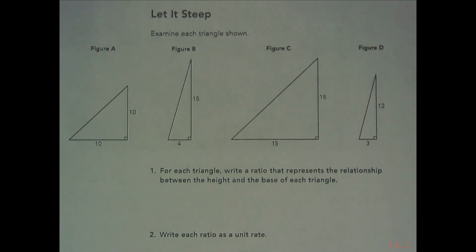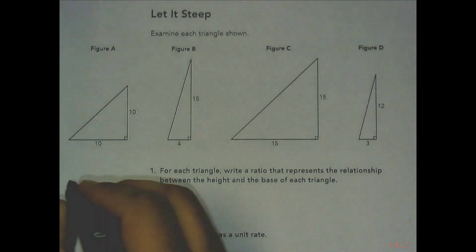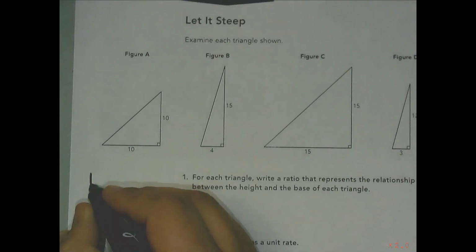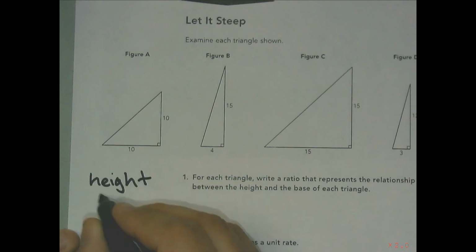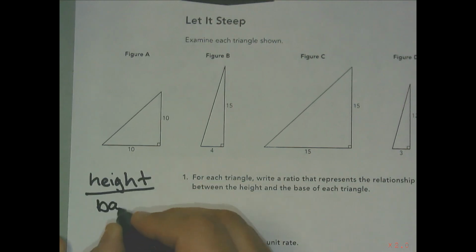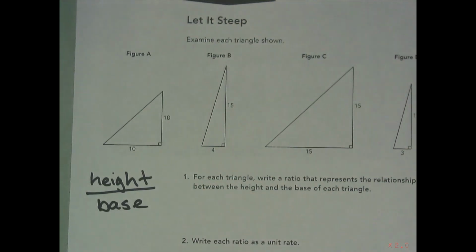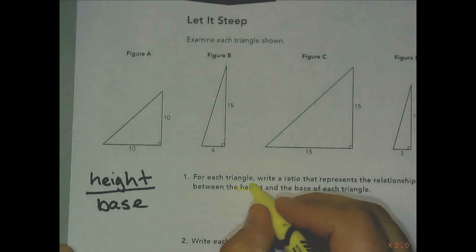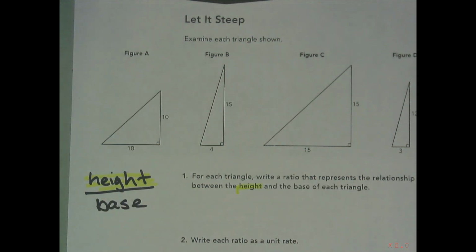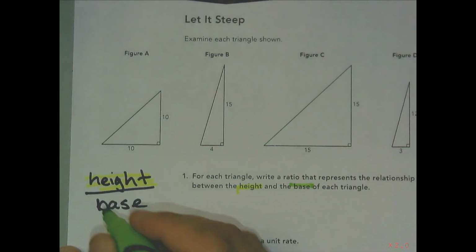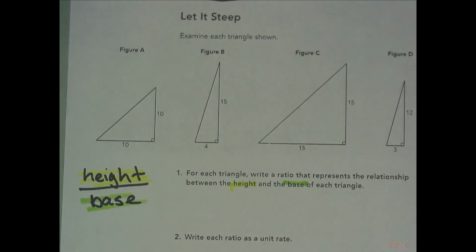So when it's written that way, what we want to do is we're going to write down the height over the base. Why? Because that's how it asked us to compare it. It said a ratio between the height was first, so that goes on top as the numerator, and then it said and the base. That goes on bottom.